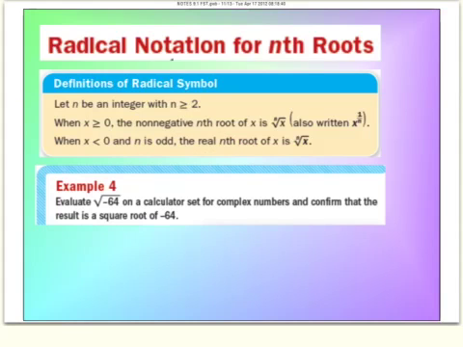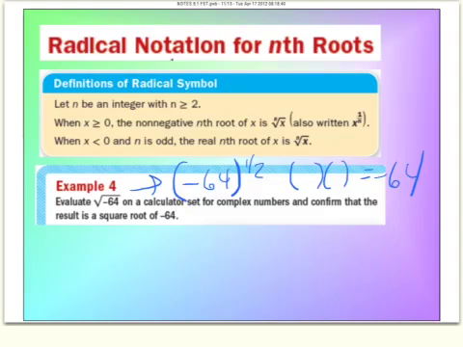Now, I just want to show you this. We've already talked about it a little bit. Radical notation we've addressed. Example number 4, they want the square root of -64. Another way to write that, where the radical is the exponent, is -64 to the 1/2 power. It means what number 2 times gives you -64. If you put that in your calculator, it's going to say no real solution.